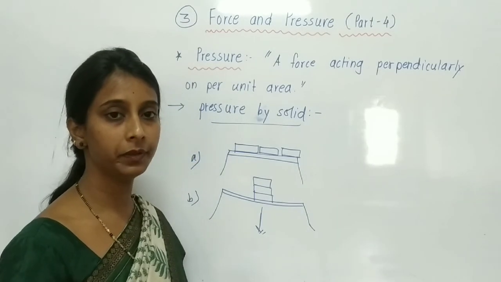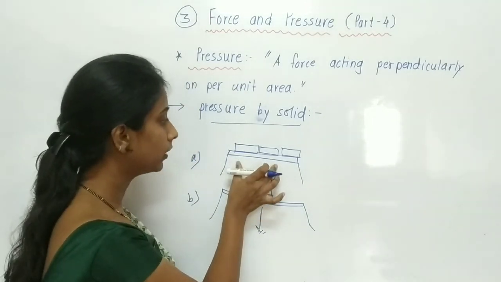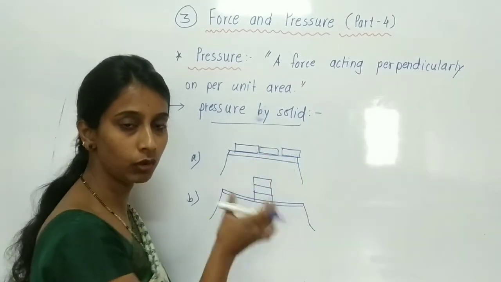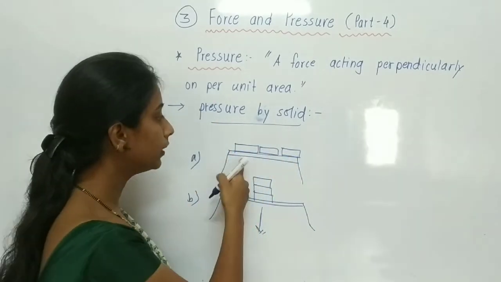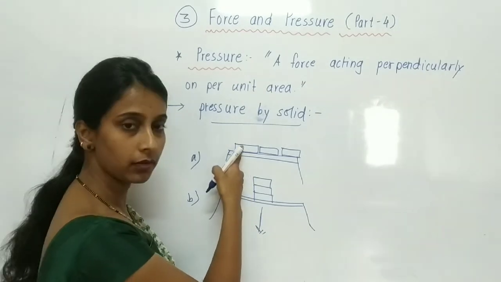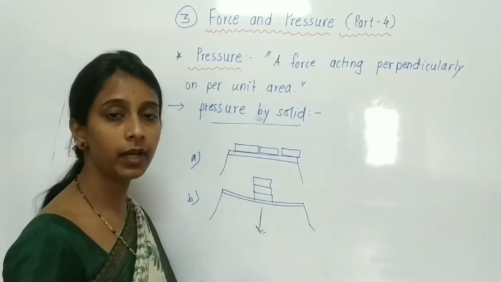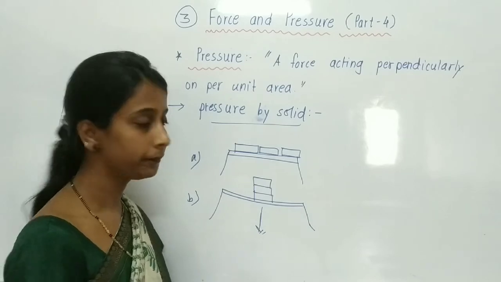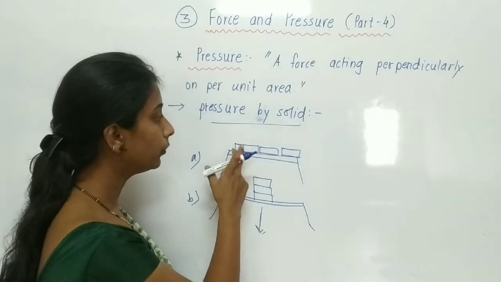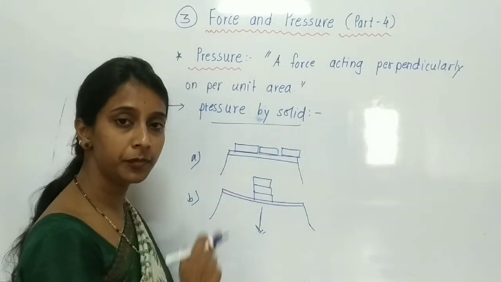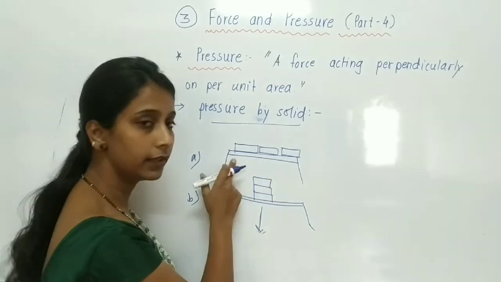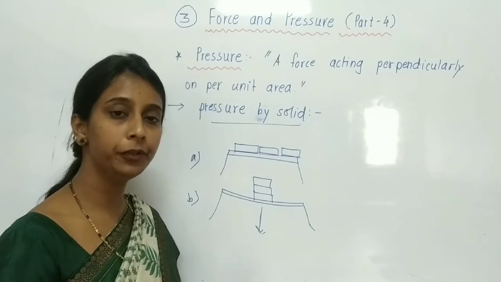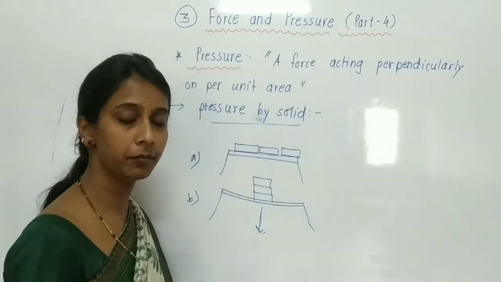So why did it happen? Here the books are solid, and we are studying pressure exerted by solids. The area occupied by the books is very large, so the pressure exerted by the books is very less. So less pressure is exerted on this wooden plank, and due to that it remains the same.